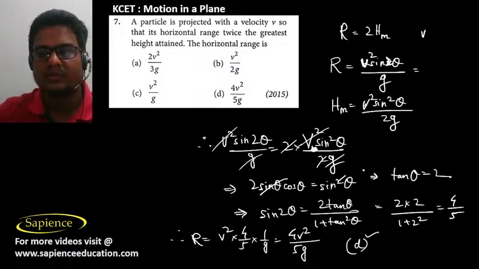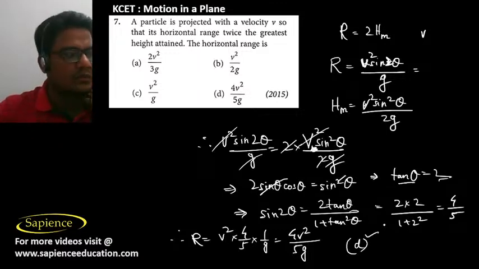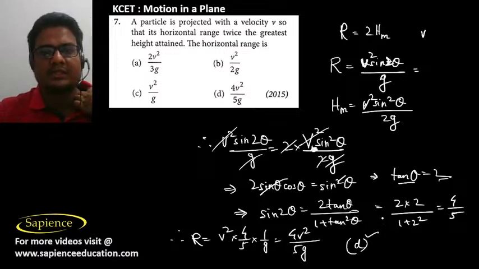Horizontal range, so sine 2 theta we have found, tan theta is 2, so 2 into tan theta by, okay, 4 by 5. Yeah, option D is the correct answer.